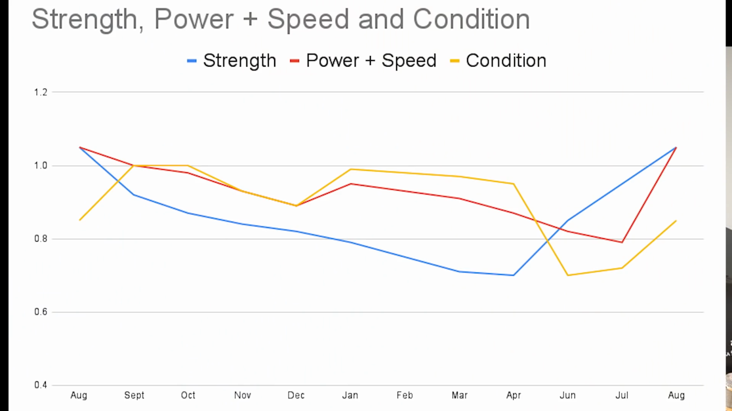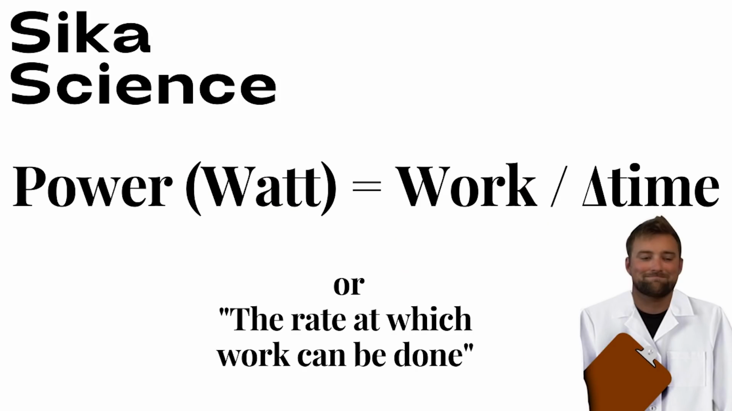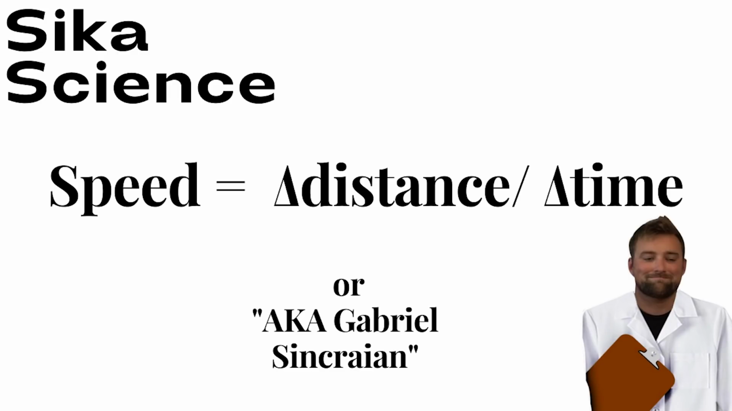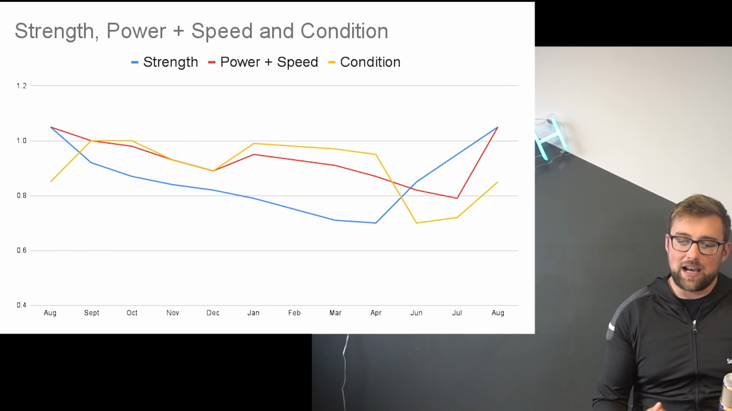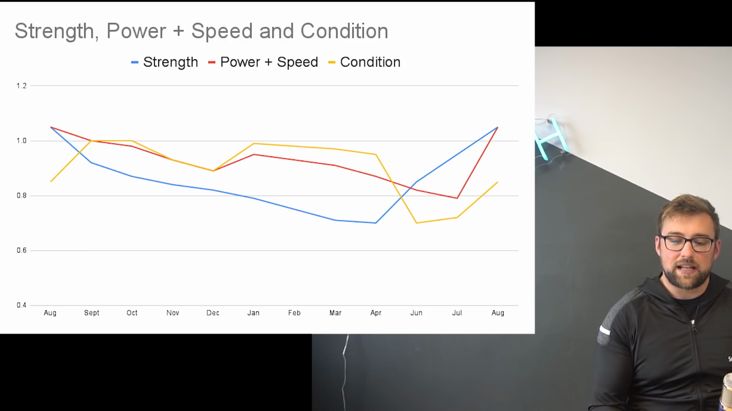So this is the first graph we're looking at now. This is a combination of strength, which is the blue line, speed and power, which obviously aren't the same thing, but for this purpose, we'll talk about them as being similar, is a red line, and then yellow is your conditioning, right? So we're going to start at August.